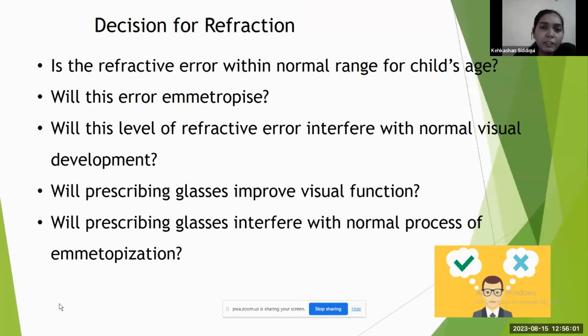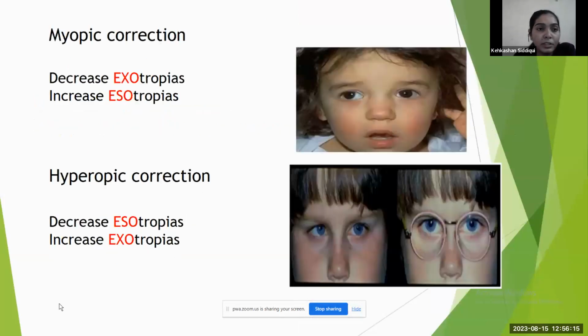Therefore, the decision for refraction in children depends upon: is the refractive error within the normal range for the child's age? Will this error emmetropize or interfere with the normal visual development? Will prescribing the glasses improve the visual function or interfere with the normal process of emmetropization?